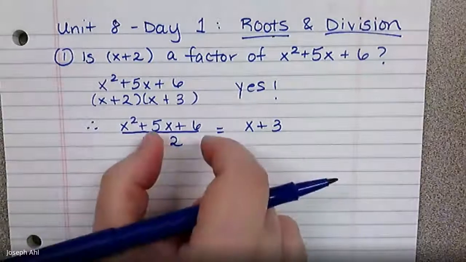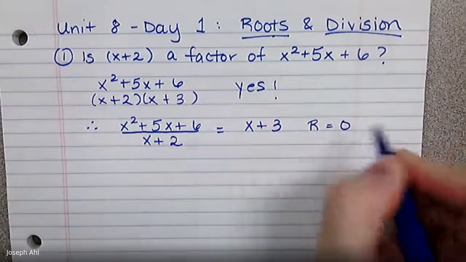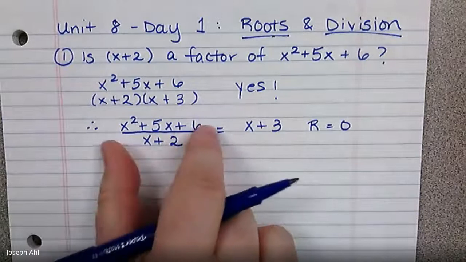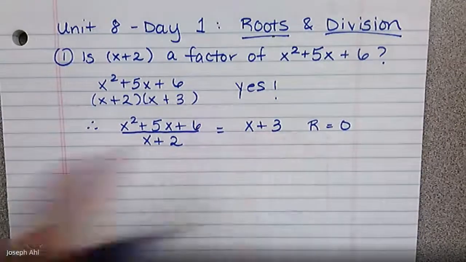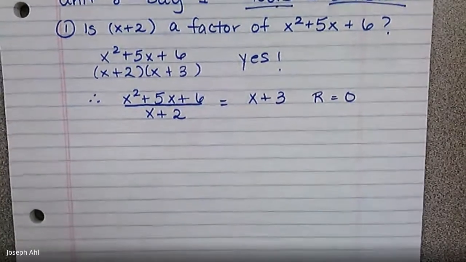And because it is one of the factors, when I get that quotient, I know that there would be no remainder left over. Because we know that when we do some division, sometimes if the factor does not divide evenly into what we're testing, then there might be some sort of remainder left over. But in this case, x plus 2 is one of the factors.